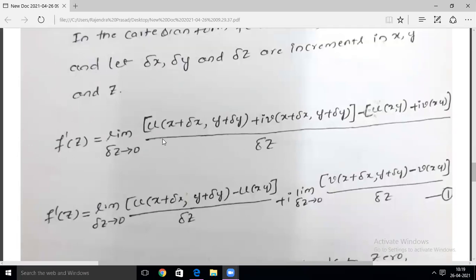So first, the real part we have here is u of x plus delta x, y plus delta y minus u of x, y upon delta z. This is what the real part is. Plus the imaginary part, I into limit delta z tends to 0, v of x plus delta x, y plus delta y minus v of x, y. Because outside the minus we have minus into plus minus.